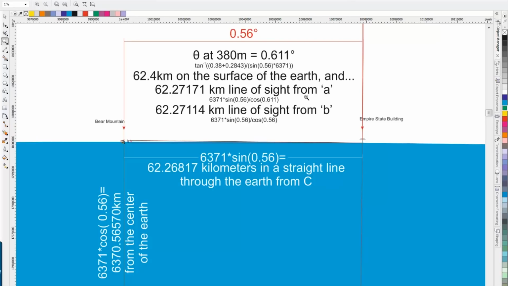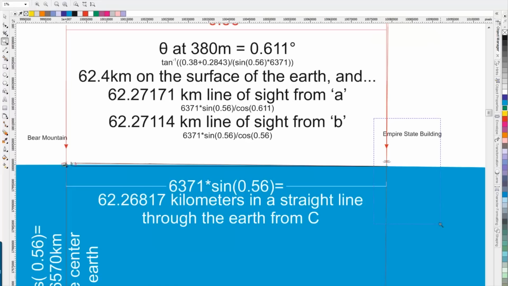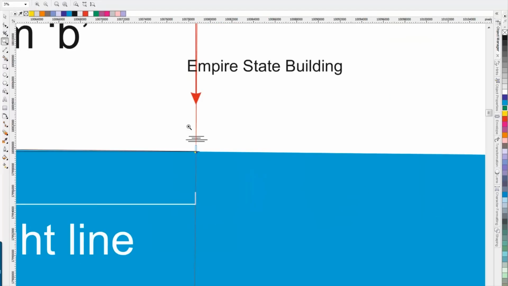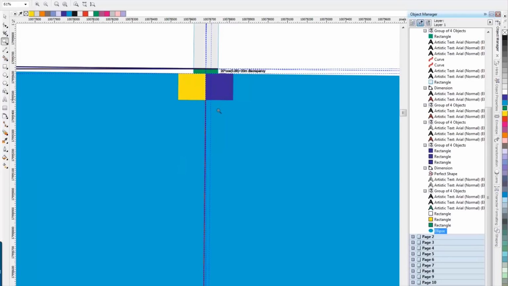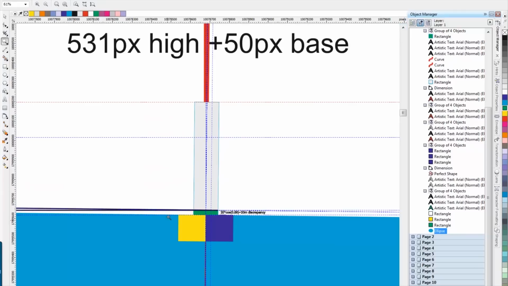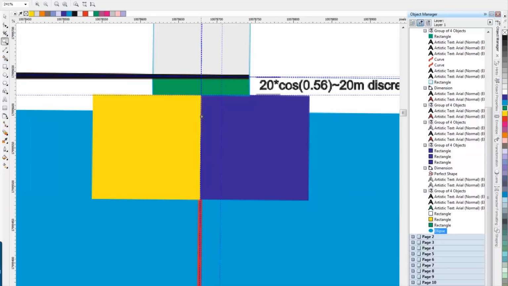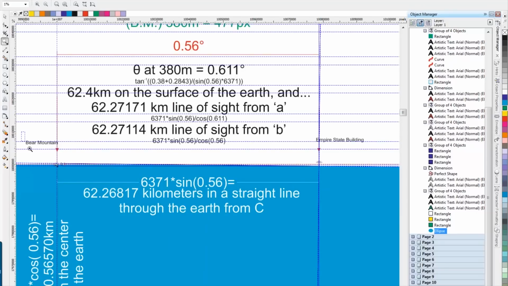I also calculated the lines of sight from different points, from points A and B, which we'll look at in a minute. Let's go to the Empire State Building. The green part is the elevation at the Empire State Building, which is 20 meters above sea level. The squares are just square angles to show you that it is lying flat and it is inclined. It has an inclination.